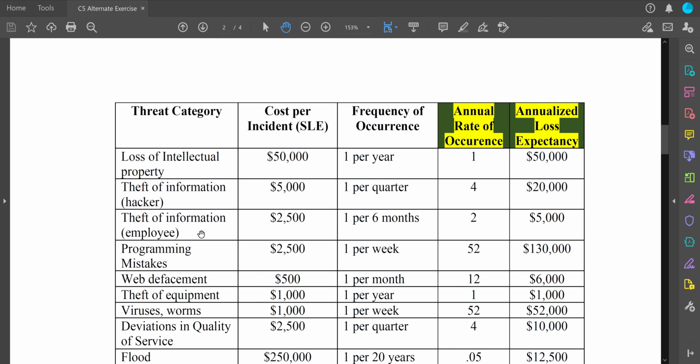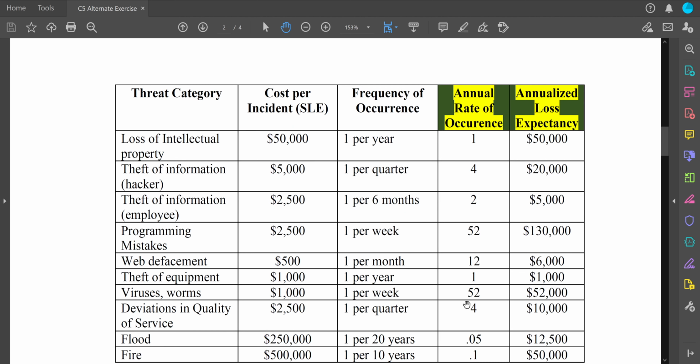So this incident happens once every 6 months, right? How many 6 months are in a year annually? 2. That's why I have this number here. I already have this table filled out, so you will get to this eventually later. But you see the pattern here, right?